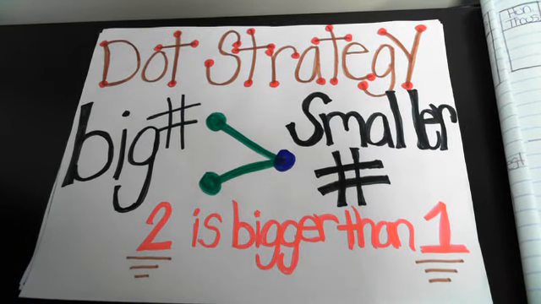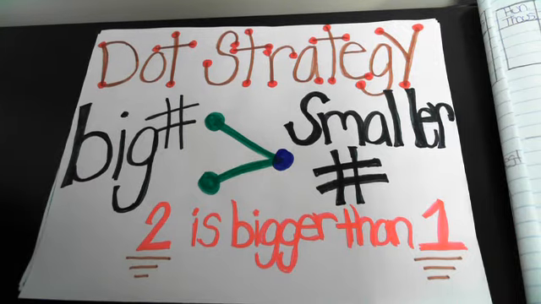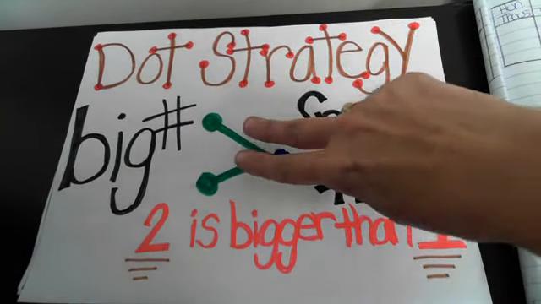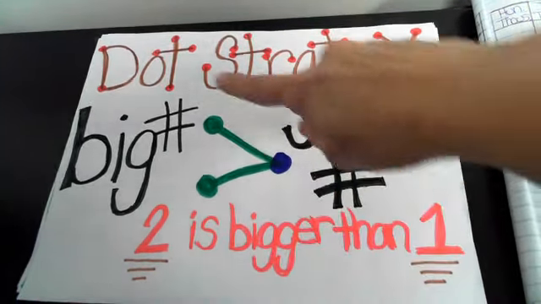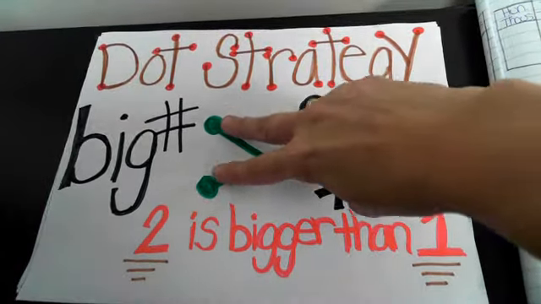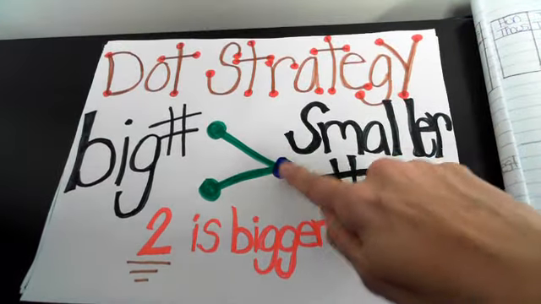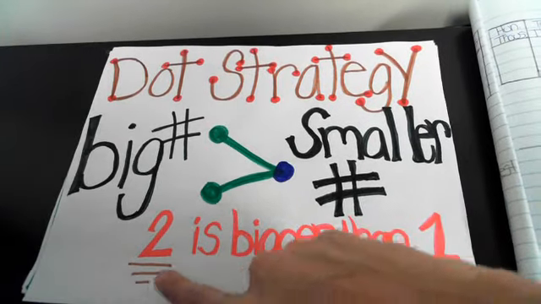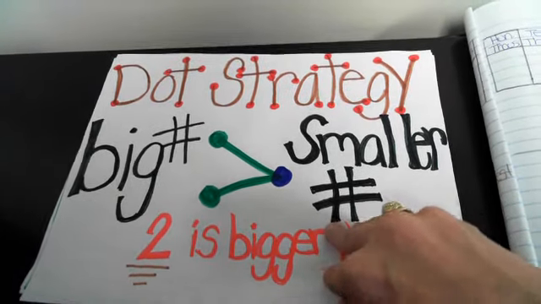So the strategy that Miss Attville and Miss Holmes really like is called the dot strategy. And you'll notice that we have 2 dots and 1 dot. So that's where the dot is coming from. The 2 dots points to the bigger number, where the 1 dot points to the smaller, because 2 is bigger than 1.